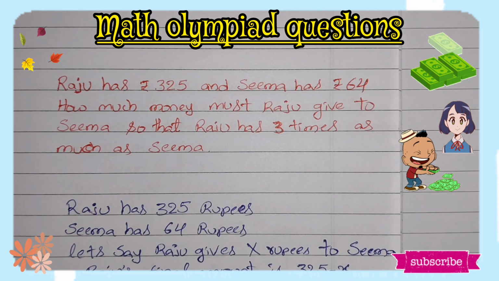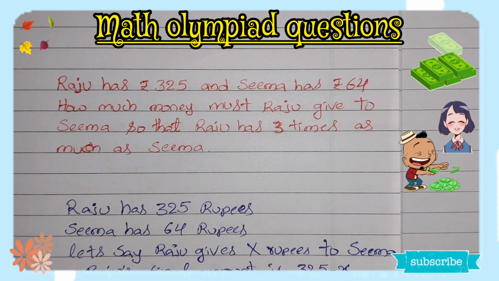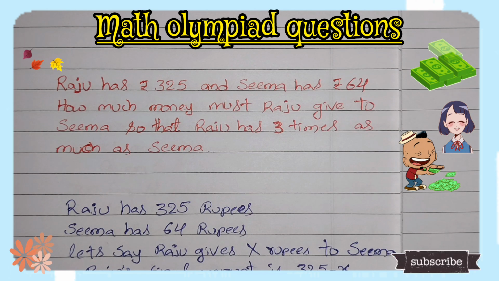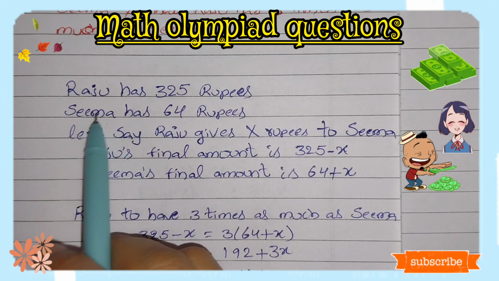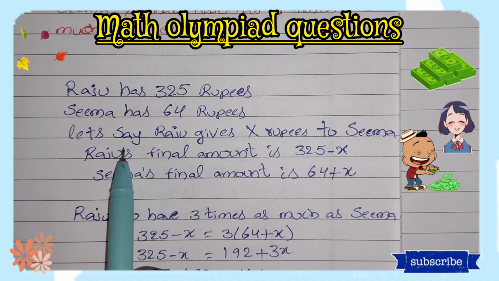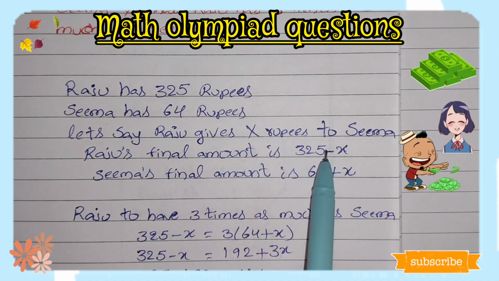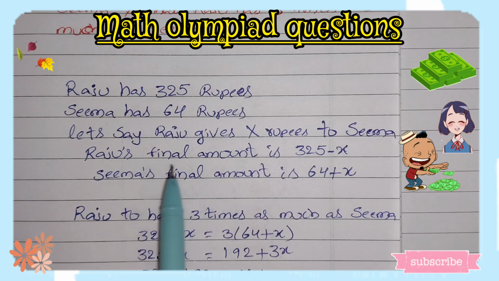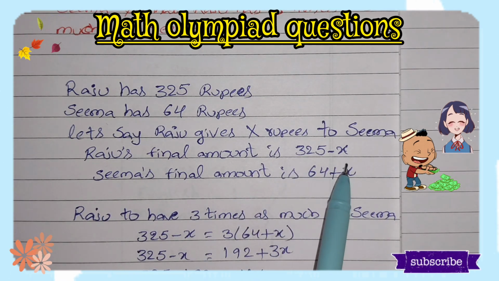Read the question carefully and understand it, what they given, what we have to find. We have to find how much money Raju should give to Seema. Let's see how to solve this problem. Raju has 325 rupees, Seema has 64 rupees. Let's say Raju gives x rupees to Seema.